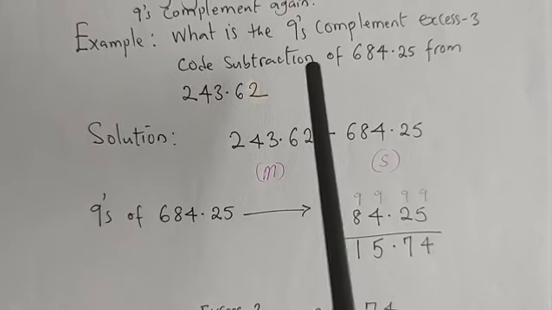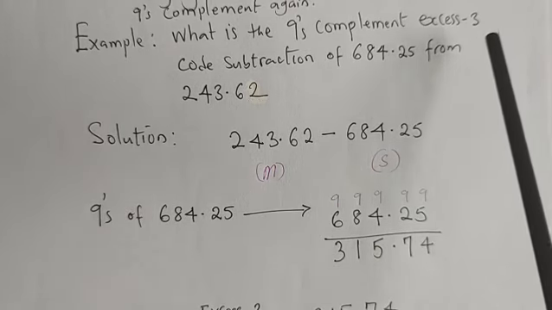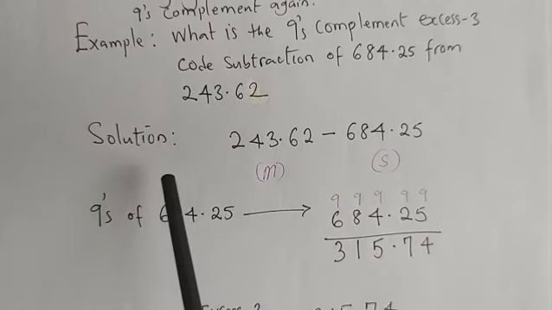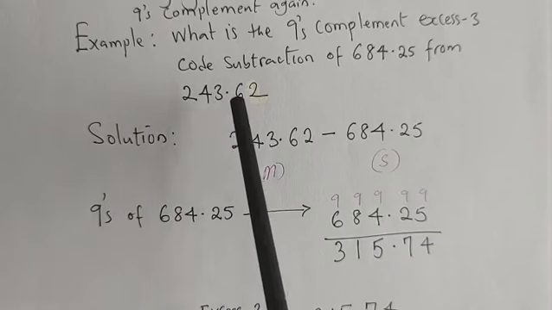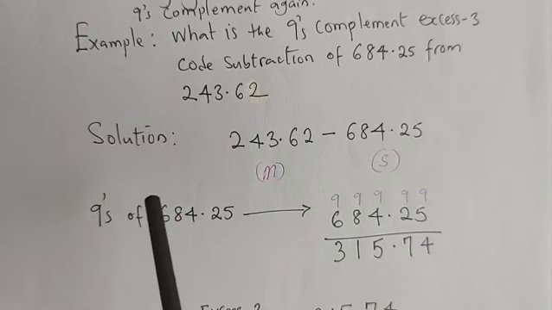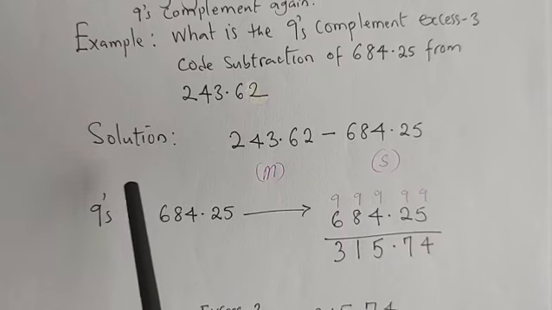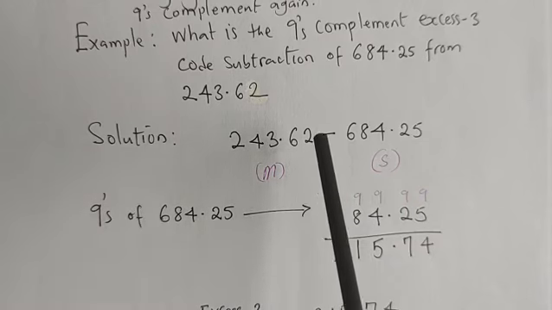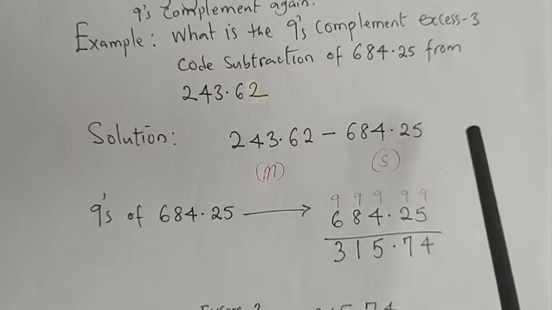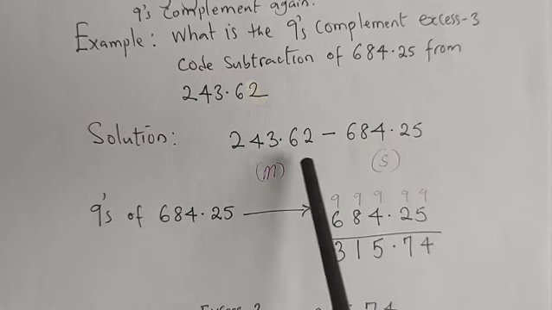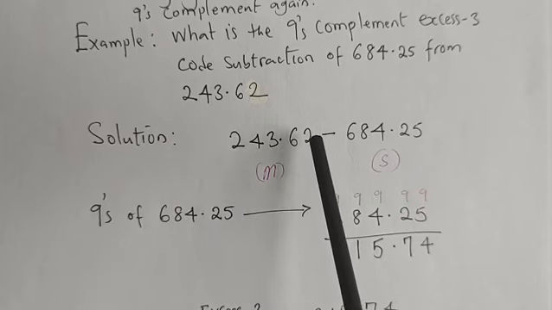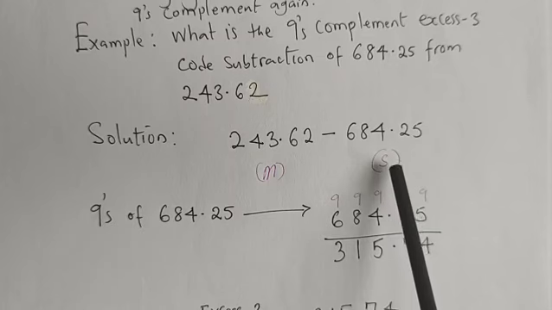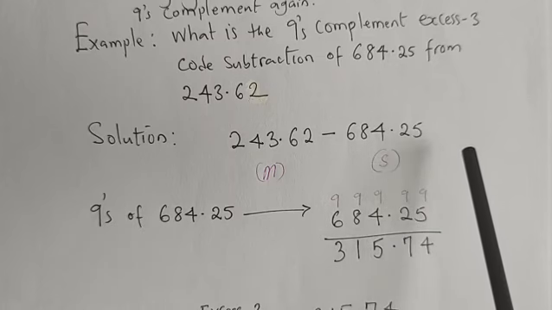Example: what is the 9's complement excess 3 code subtraction of 684.25 from 243.62? Now the equation by solution will be 243.62 minus 684.25, meaning that the first value on the left is the minuend and the value on the right is the subtrahend, which is the larger value.